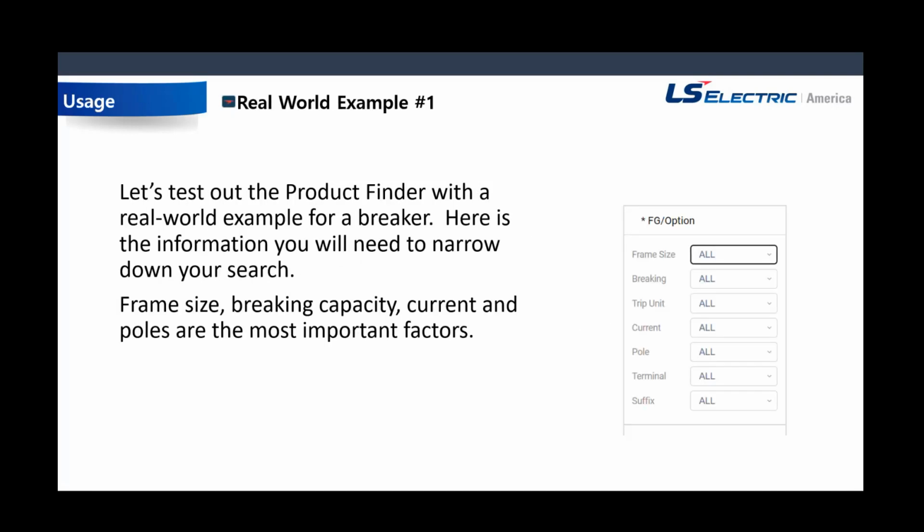Let's see, what else we got? So here, let's do a real world example of trying to find a breaker. So here's what you need. If you look to the right-hand side, here's what you need to narrow down your search. You need frame size, breaking, the trip unit, the current, the number of poles, the type of terminal, and the suffix. I will say that the suffix isn't as important, but things like poles and breaking and current are all essential.